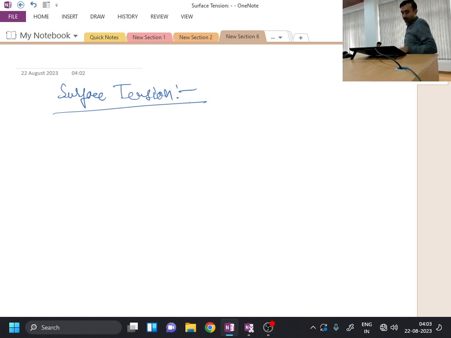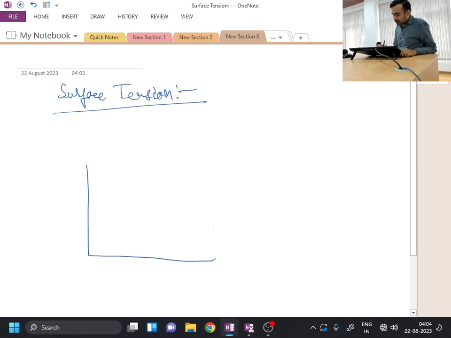Let's try to fundamentally see how surface tension originates at the surface and what are its different interpretations. Typically, if I take a container, as we have seen, and pour a liquid inside this, I will have some free surface over here.